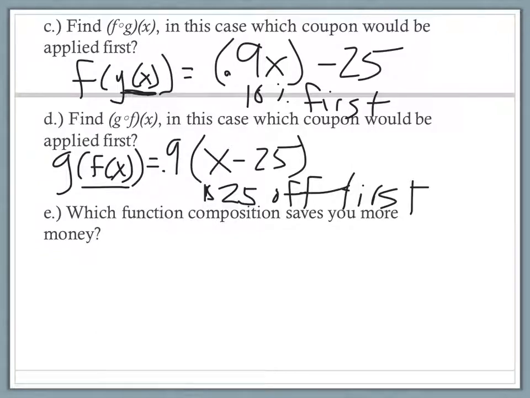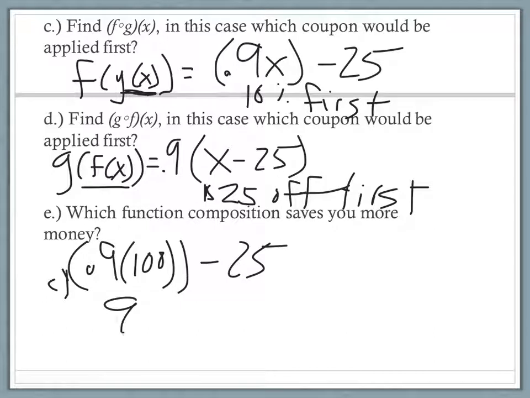Now, which one of these saves us more money? The easiest way to find out is to pick a number for how much our bill was. Let's pick a nice one, let's just pick 100. Let's do the top one first. I'm going to do C first. That's going to be 0.9 times 100. We do that first and then subtract 25. That's 90 minus 25, which is 65.